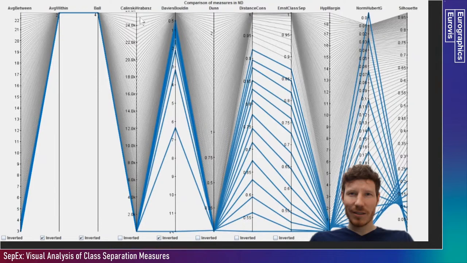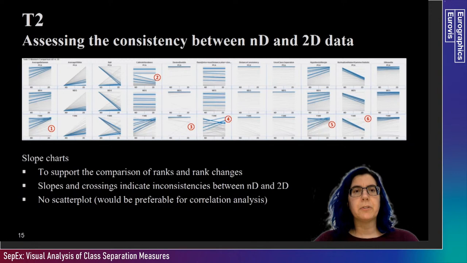The Task 2 interface uses slope charts to show ranks within each measure and rank changes between the measures when run on ND versus 2D data. Again, separation measures are the columns. Each dimensionality reduction method is given a row, so we have a grid of measures versus DRs. For each chart, the left axis has the measure outputs for the ND data, and the right axis shows the measure applied to the dimensionally reduced 2D data.